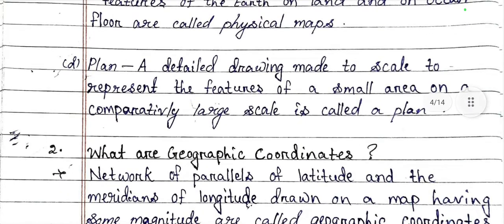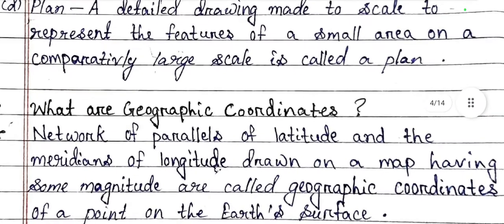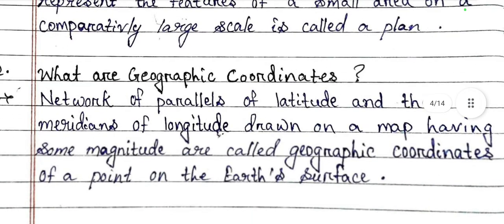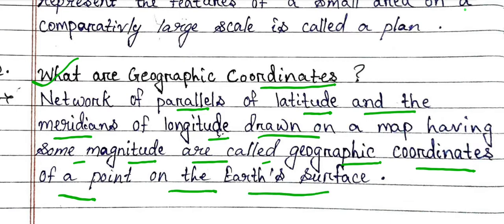Then come to the plan. A detailed drawing made to scale to represent the features of a small area on a comparatively large scale is called a plan. Okay, then this is the next question. What are geographic coordinates? The network of parallels of latitude and the meridians of longitude drawn on a map having some magnitude are called geographic coordinates of a point on the earth's surface.